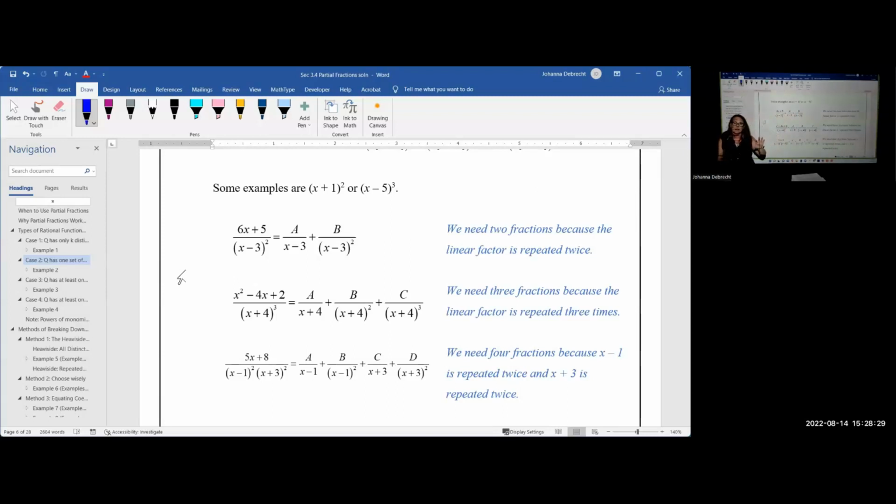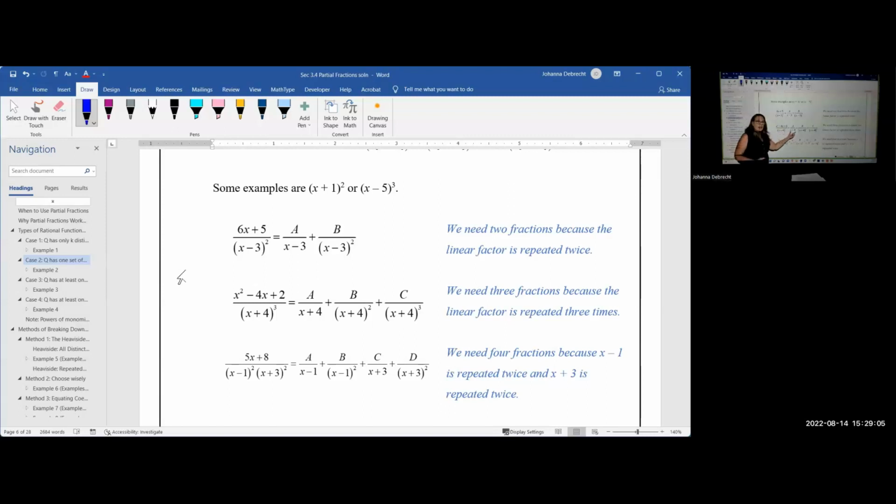They're a and b. The 3 methods we talked about earlier, Heaviside Method, choose wisely, and equating coefficients, will be used to find out what a and b are in order to make this a true statement. But right now, we're just trying to decompose. Let's look at this second example here, x squared minus 4x plus 2, all divided by the repeated linear factor x plus 4 to the third power. It's there 3 times. It is linear because it's x to the first plus 4, but it's there 3 times.